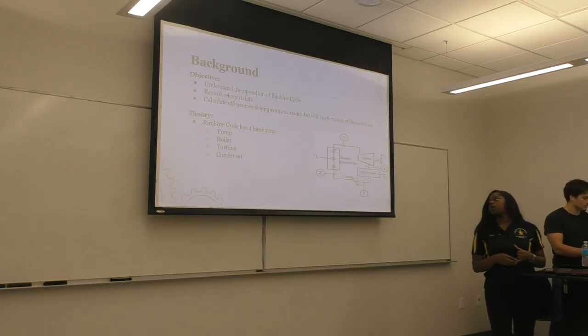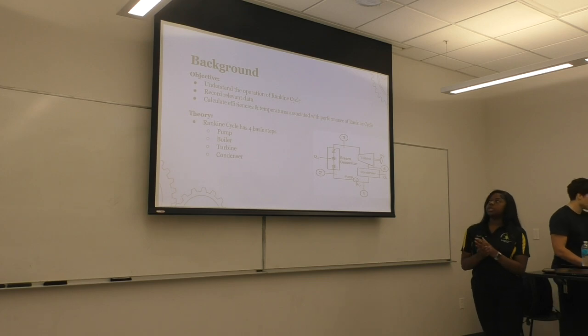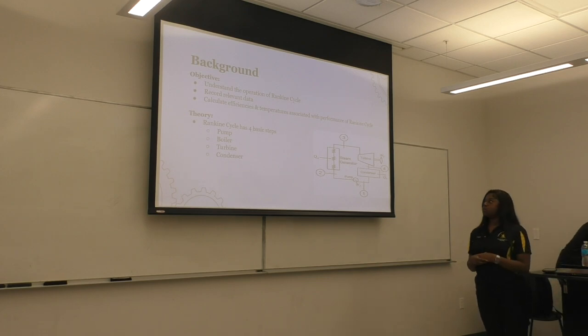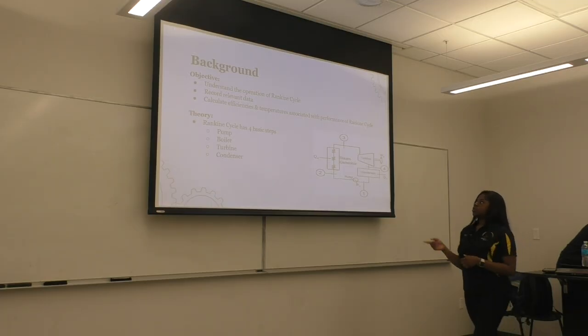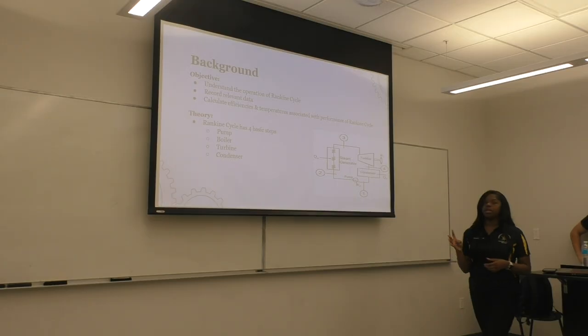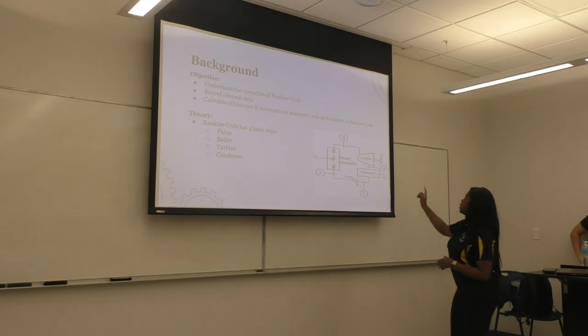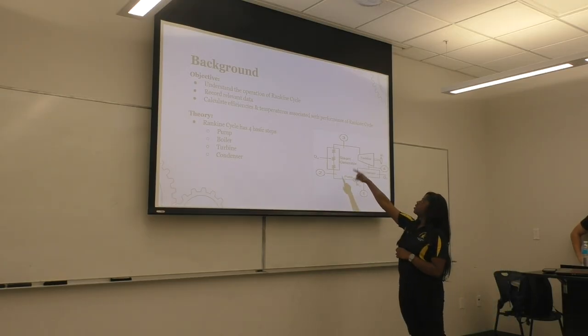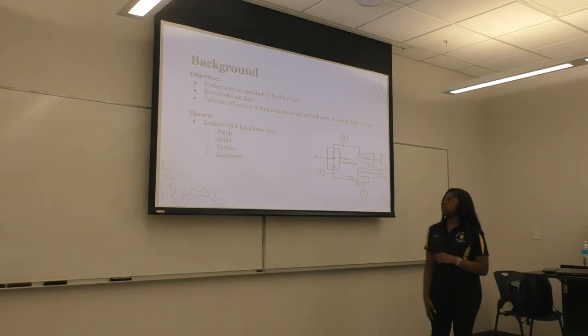To give a little background, the objective of this experiment is to understand the operation of a Rankine cycle. During that we're going to be recording the relevant data, and also calculating the efficiencies and temperatures associated with the performance of a Rankine cycle. A Rankine cycle has 4 basic steps. First is the pump, then the boiler, then the turbine, and then the condenser.